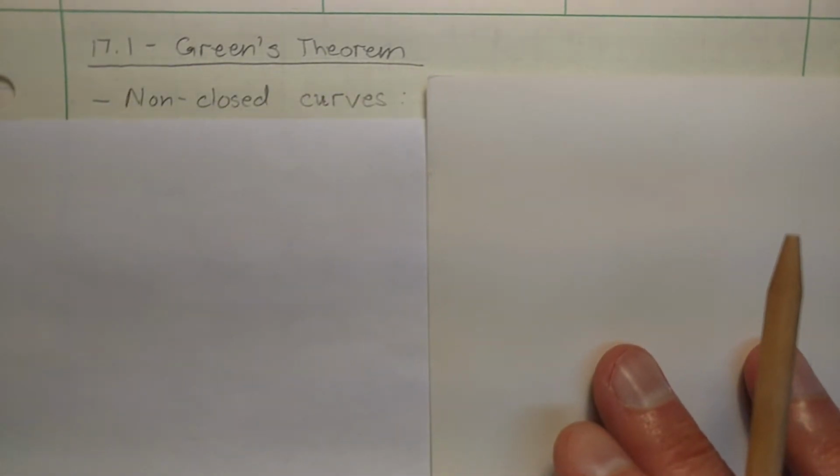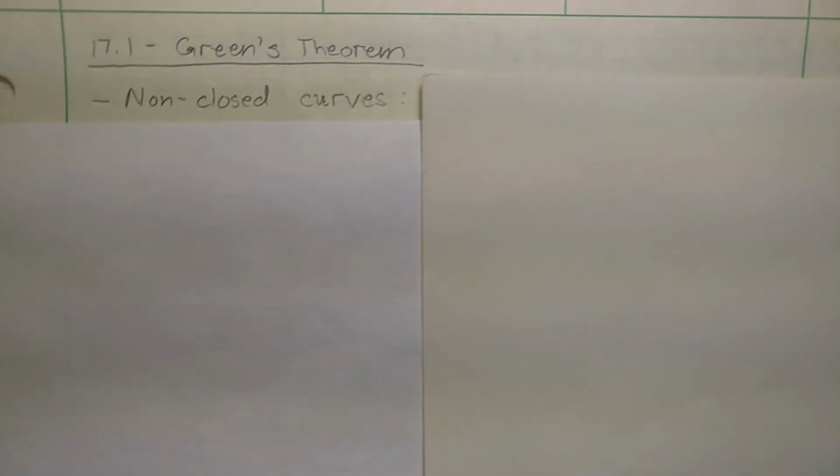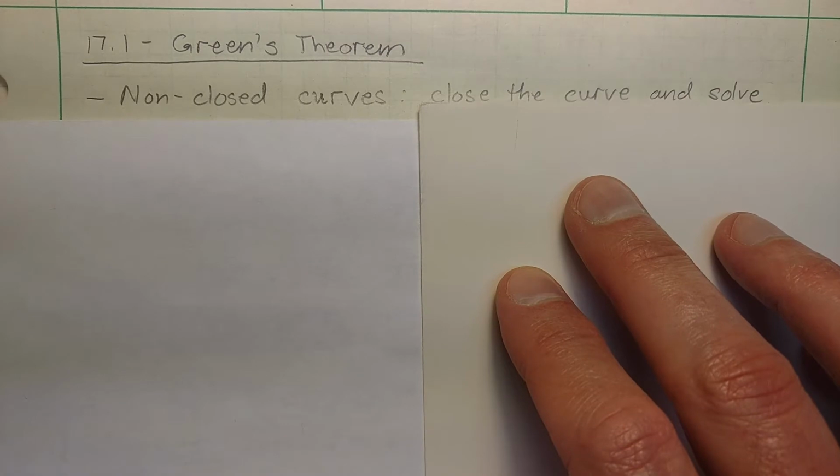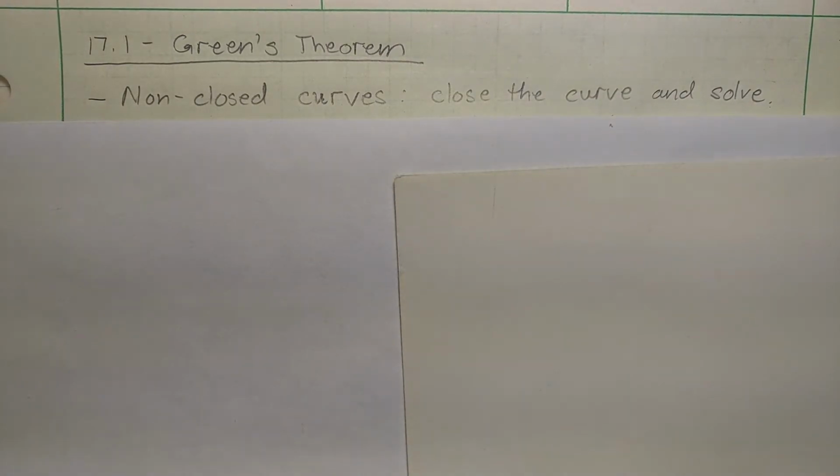So we're going to look at how we handle non-closed curves. One way to handle them is simply to parameterize the curve and do the individual line integrals. But there is a way to use Green's theorem in the case that it's a very simple line that is required to close the curve. So let me illustrate what I mean by that. In that case, we can close the curve and we can solve.